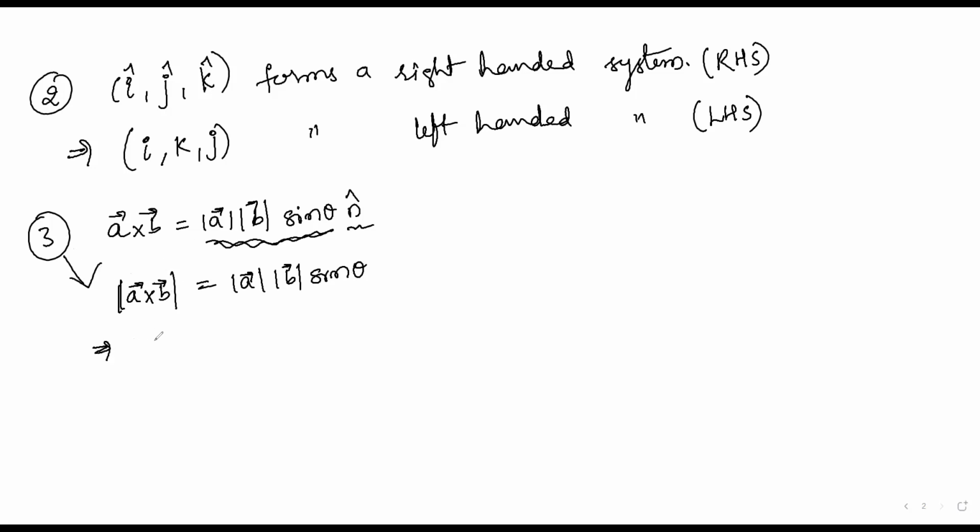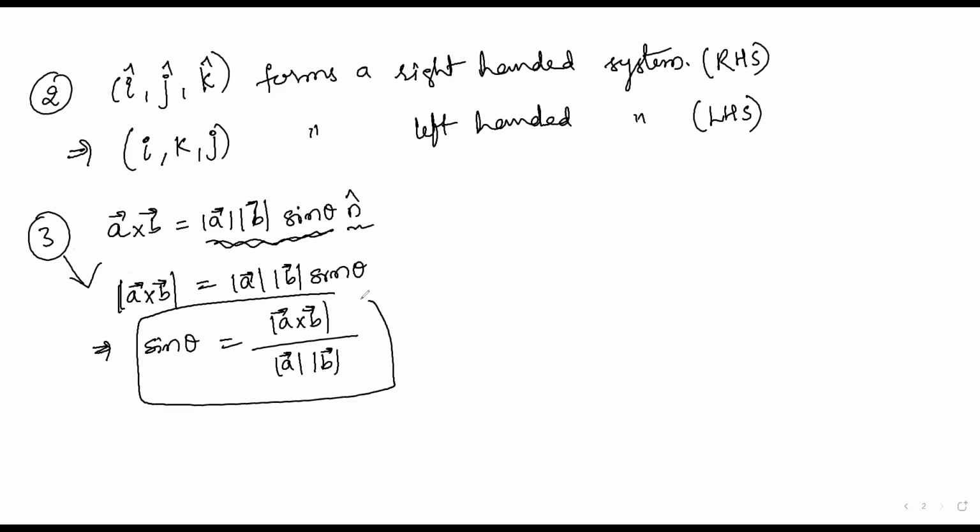So that implies sin theta equals mod of A cross B by mod A mod B. This is the sin theta formula. And you know the cos theta formula, that is A dot B by mod A mod B.